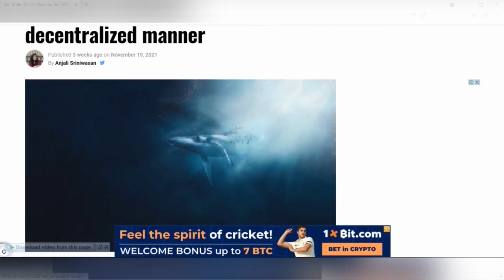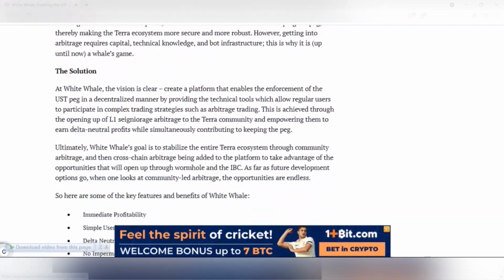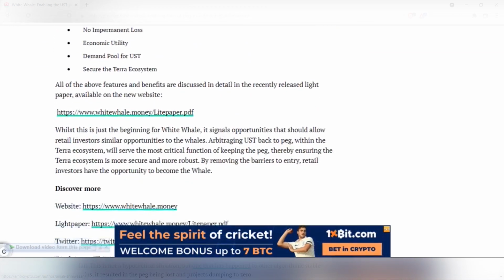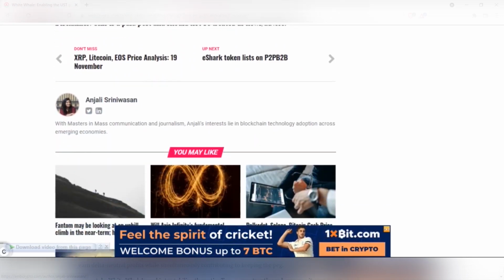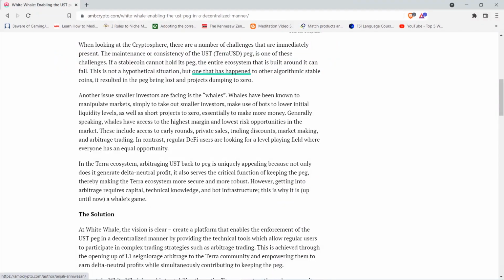Hi guys, the next thing I want to cover, the next partnership is White Whale. They're enabling the UST peg in a decentralized manner, and I'm going to explain to you why that's so huge and important. So this article talks about how White Whale's vision is to create a platform, an application, that enables the enforcement of UST peg in a decentralized manner and allows regular users to participate in the complex trading strategies such as arbitrage trading. So this is achieved through opening up L1 seigniorage arbitrage to the Terra community.